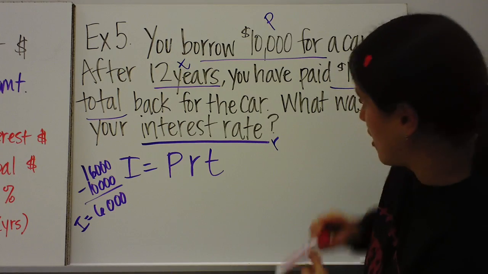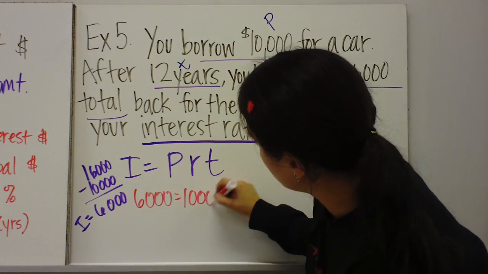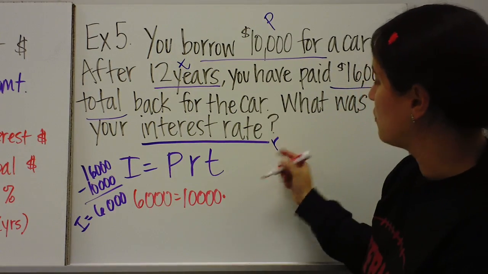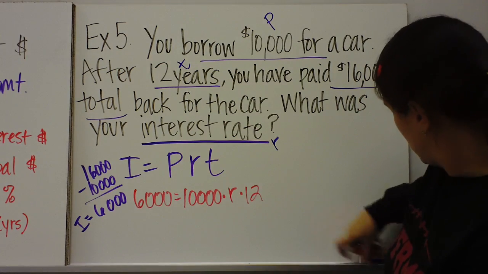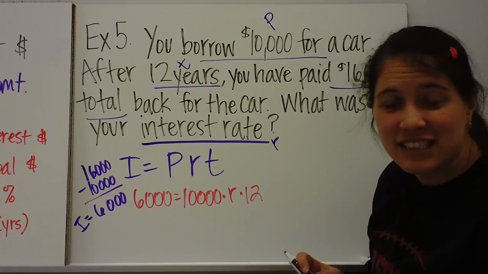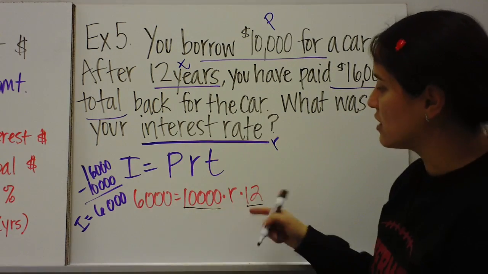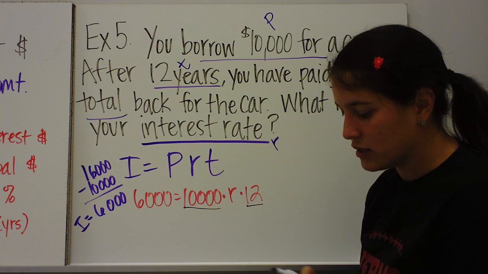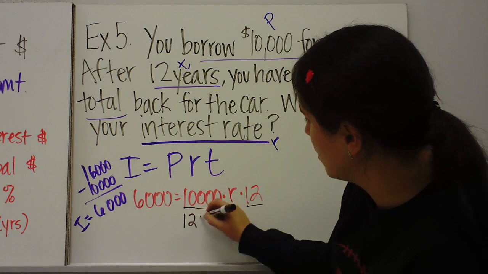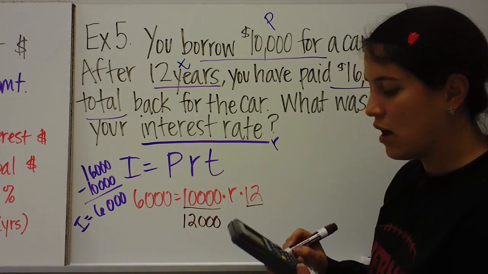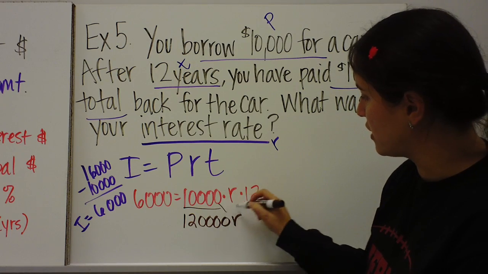Now I can plug in all my numbers. My interest is $6,000. My principal is $10,000. I'm looking for my rate, and I know my time is 12 years. So again, it's not as easy as multiplying. You have to multiply these two. 10,000 and 12. So type in 10,000 times 12. And that gives you 120,000 R. So notice I multiplied these together.